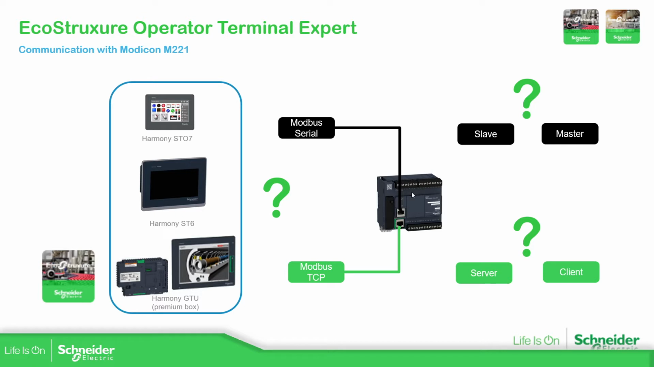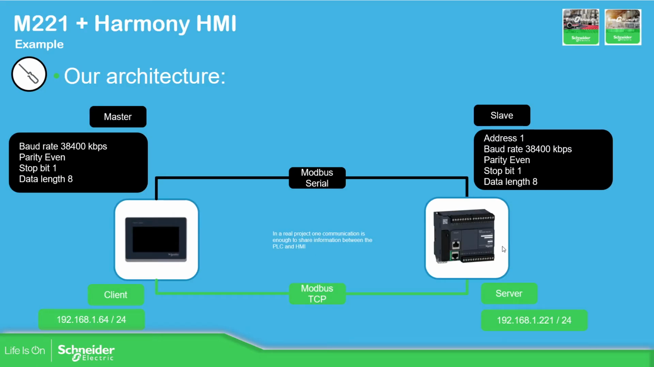The question that you need to ask yourself is, which one are you going to use? Modbus serial or Modbus TCP? And the other question is, is the HMI going to be the slave or the master, or if you're using Modbus TCP, server or client? So let's see how we can work with the HMI along with the PLC. I usually work as master in the communication if it's serial line, and the PLC is going to be the server. So let's continue with this.